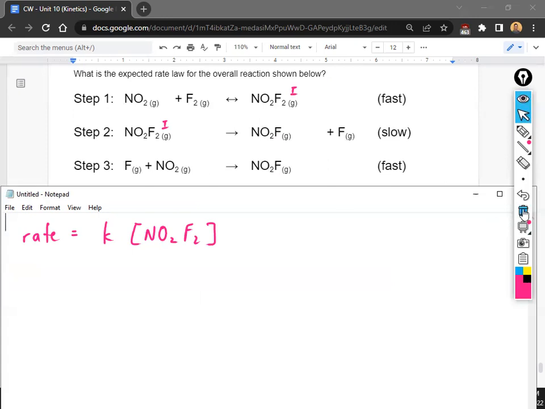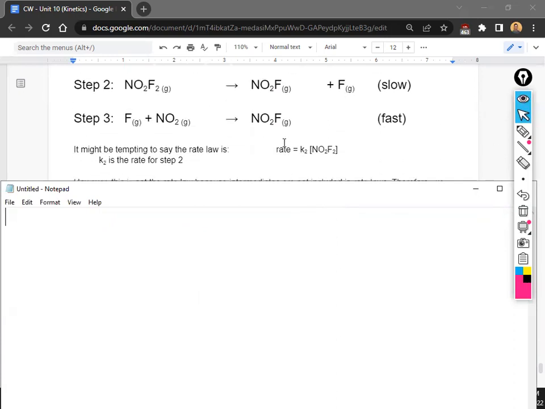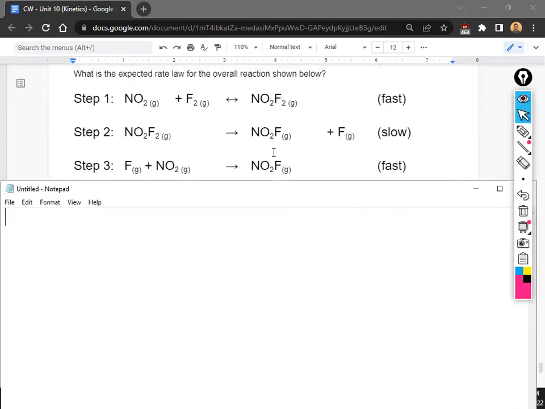Okay, so let's figure out how we can figure out the overall rate. Now, we got to use some fancy thinking to figure out what the rate is if it's an intermediate. One thing we do know is that this is going to determine the rate of the reaction, right? This determines the rate because it's the rate determining step. Okay, it's the RDS.